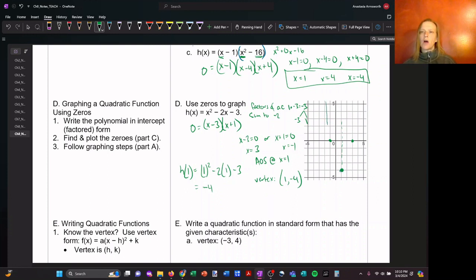And so I can draw a parabola through the points that I have highlighted, and I'll try to draw a reasonably smooth one. And this is using zeros to graph a parabola.